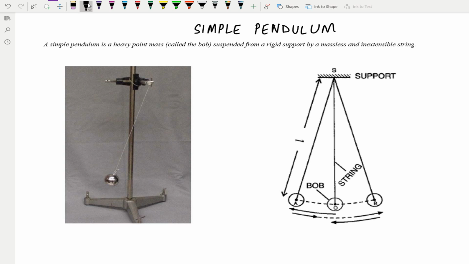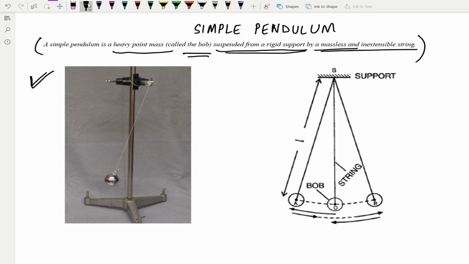Now what is a simple pendulum? By definition, a simple pendulum is a heavy point mass, which is called a bob, suspended from a rigid support by a massless and inextensible string. Okay, so what is a simple pendulum? You can see the image of a simple pendulum over here and the diagrammatic representation of it on this side.